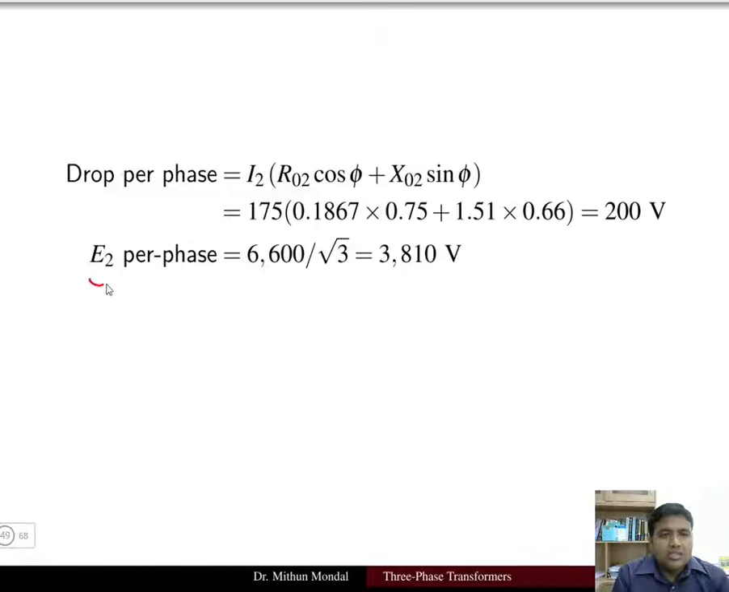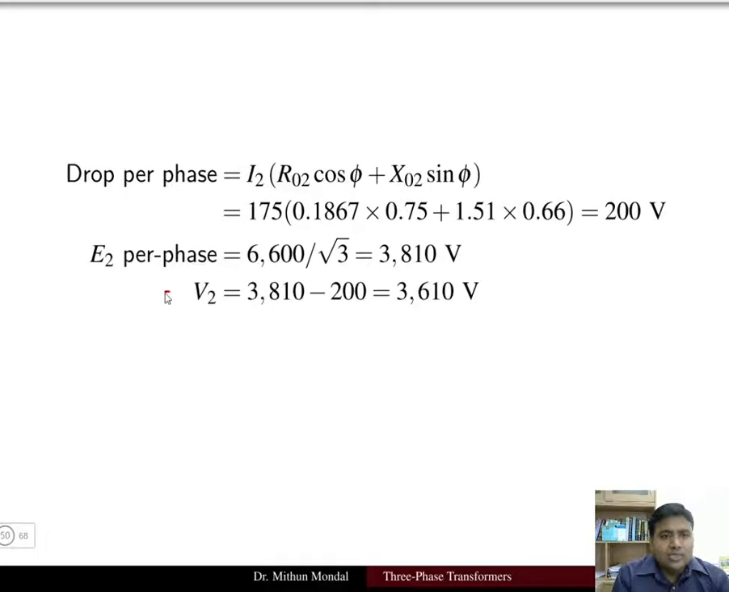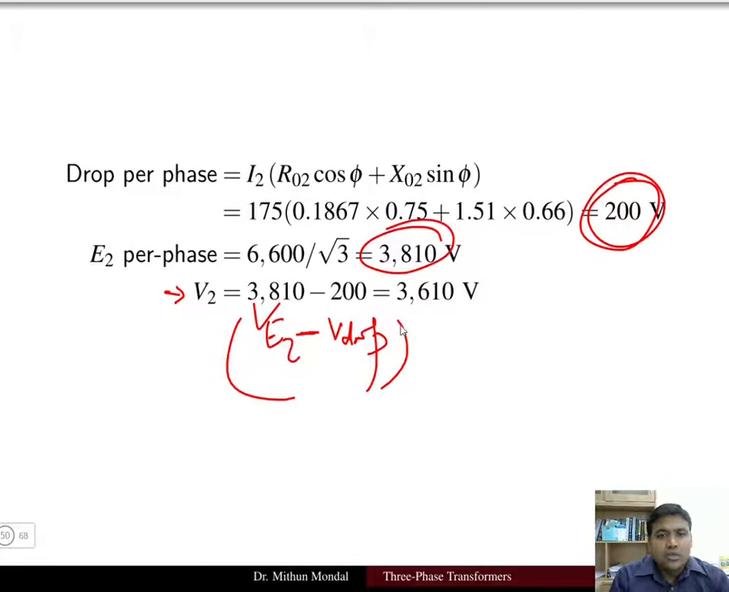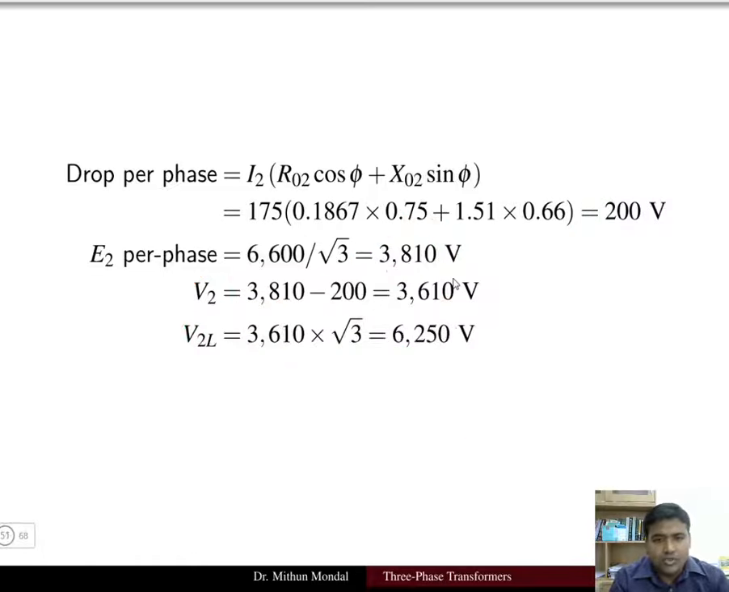Then the induced EMF per phase is basically the voltage 6600 by root 3, since we are calculating per phase. So this gives you 3810 volt, because 6600 was the line voltage, and it is a star connected machine, so you have to divide it by root 3. Then V2, that is the voltage on the load side, is basically E2 minus the voltage drop. So E2 is 3810 and the drop is 200 volt. So you get 3610 as the voltage on the load side. So the secondary voltage on the load is basically 3610 volt.